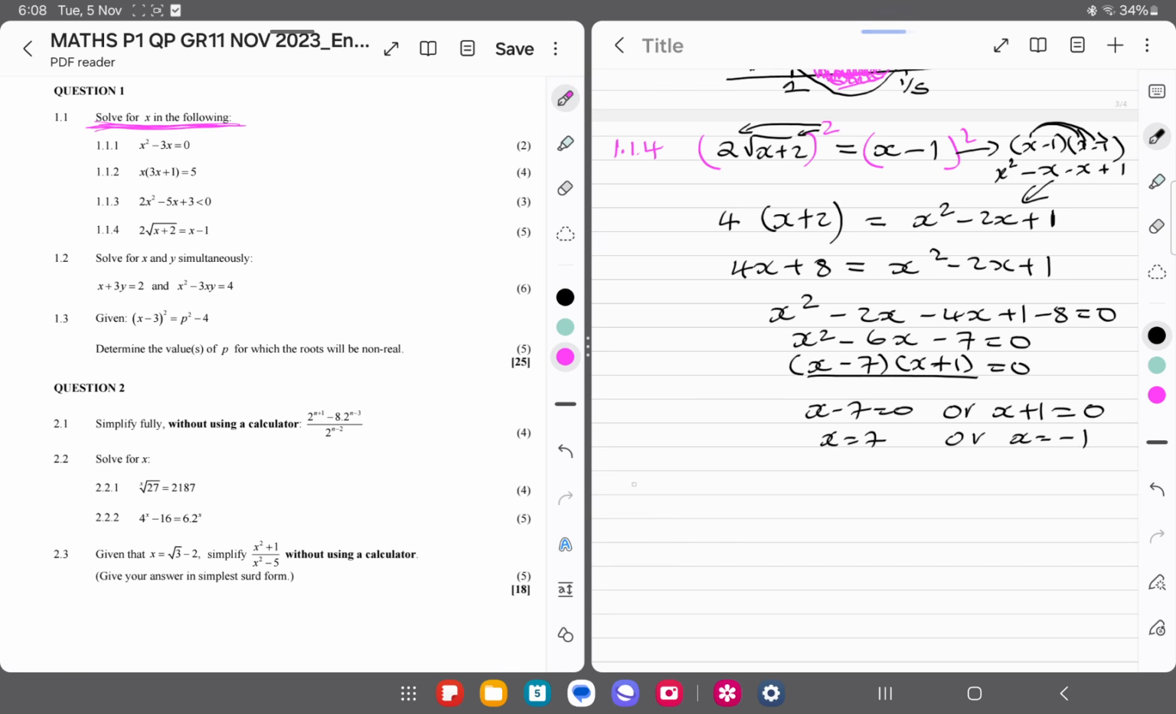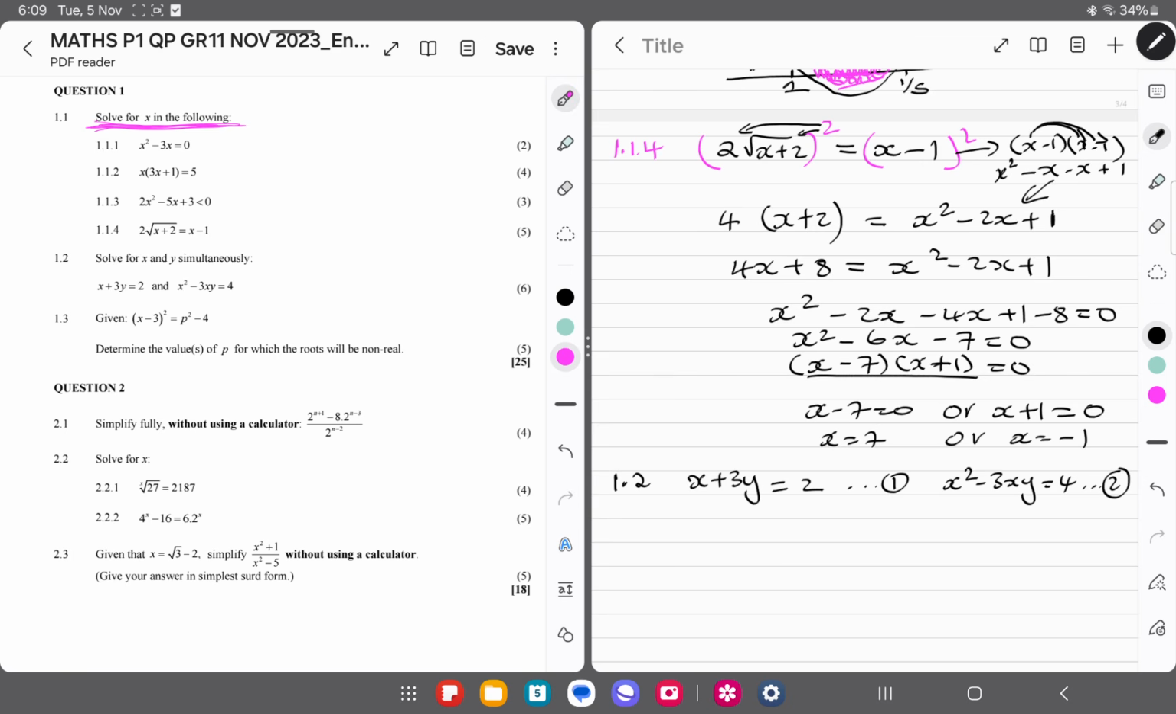And then we go to 1.2. Simultaneously, we need to solve for x and y. Okay, so simultaneous equation, I'm having x plus 3y equals to 2. This will be my first equation. I'm also having x squared minus 3xy equals to 4. This will be my second equation.